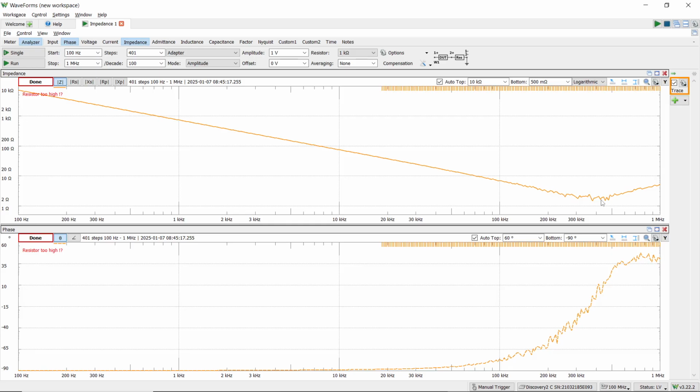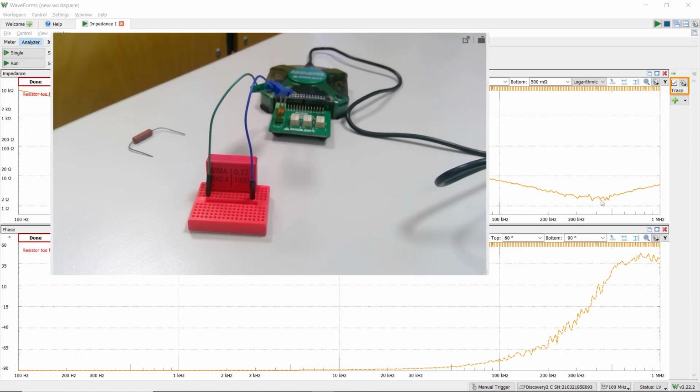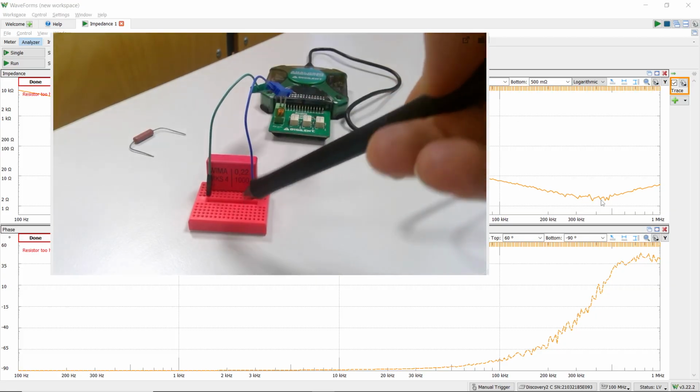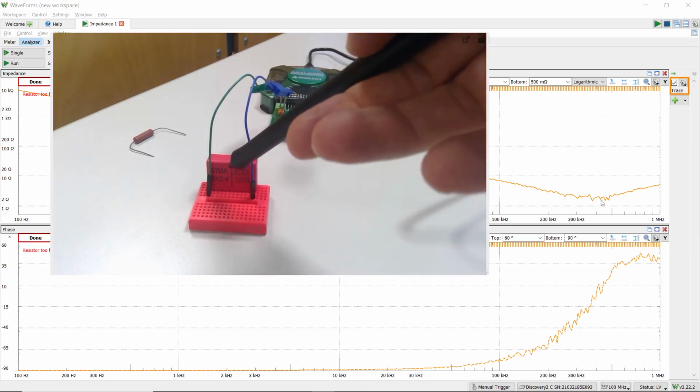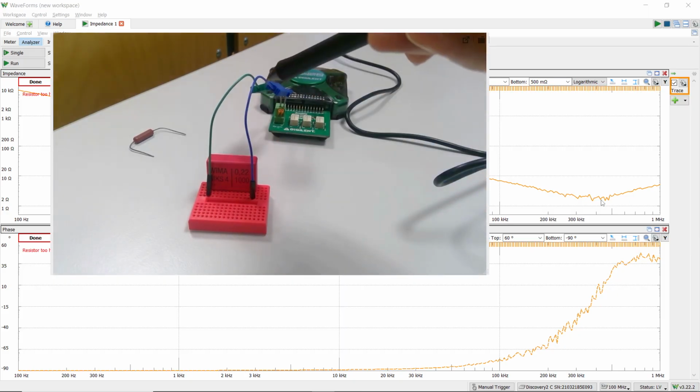In practice, unfortunately, the connecting cables here, of course, they also have some inductance. And it's like the loop inductance of this loop that is formed by my cables here. And so these cables make that if we go to frequencies of 1 megahertz, this capacitor will not act as a capacitor anymore, but more like an inductor.